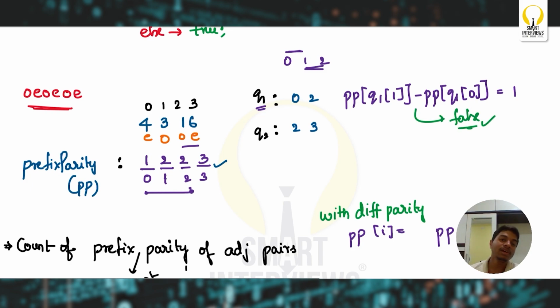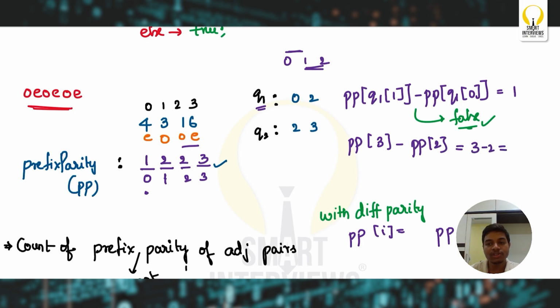Yes, making sense, right? In the same manner, start getting prefix parity values, the count of prefix parity values from 2 to 3. That means you're going to say pp of 3 minus pp of 2. What do we get from this? That is going to be 3 minus 2, that is going to be 1.